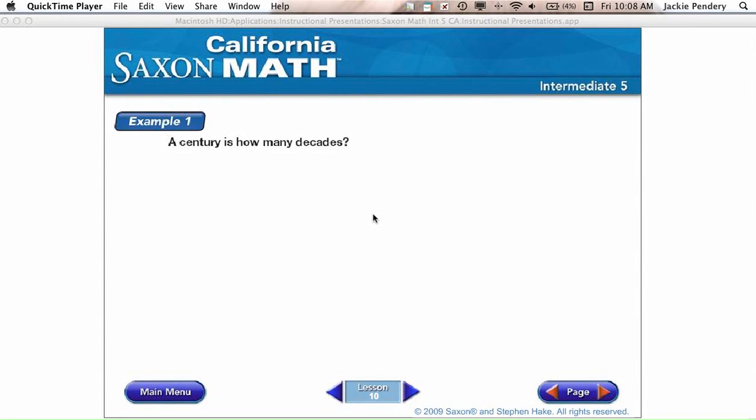Hi everybody, today we're going to be talking about Lesson 10, Elapsed Time. So we're going to be talking about elapsed time in a calendar as well as time on a clock.